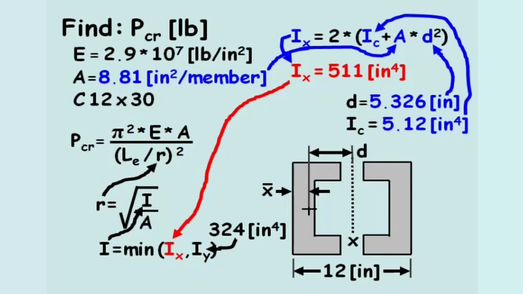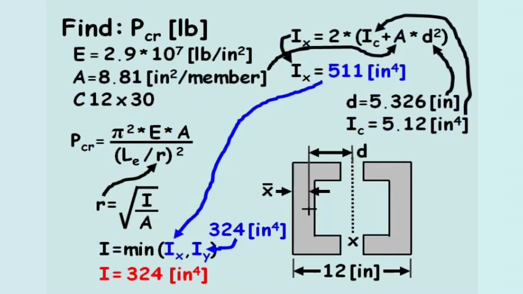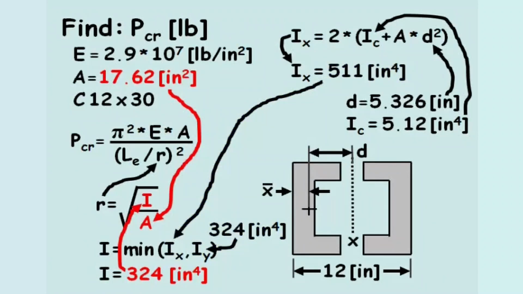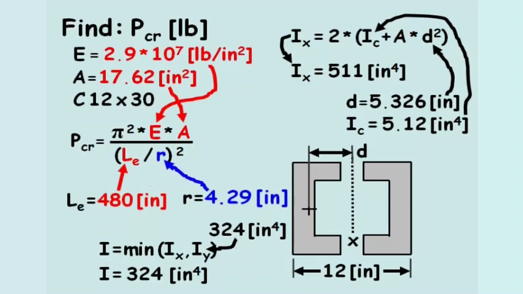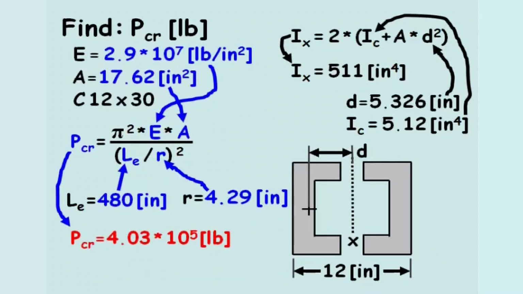The smaller of the two area moments of inertia is IY, which equals 324 inches to the fourth power. Now we can compute the radius of gyration, which equals 4.29 inches. We'll plug in 4.29 inches for R, as well as the other variables we already determined, and the critical load in the column equals 4.03 times 10 to the fifth pounds.